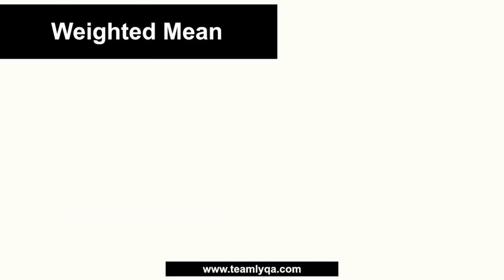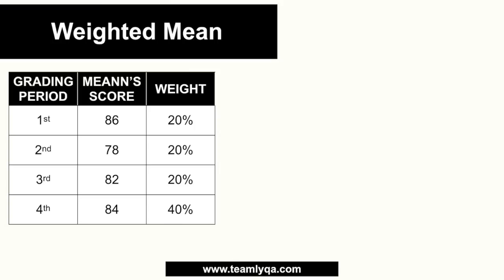Pag may question about weighted mean, hindi enough na ibigay sa inyo yung data. Kung mapapansin ninyo, this time, meron nang nakalagay na weight. Okay? So, ibig sabihin ng weight, bigat. Ibig sabihin, hindi pantay-pantay ang importansya ng first quarter hanggang fourth quarter. Paano ko to ngayon isosolve? Now, sabi dito, yung first quarter, 20% siya, second quarter, 20%, third quarter, 20%, and yung fourth quarter, siya ang pinakamabigat ang weight, which is 40%.